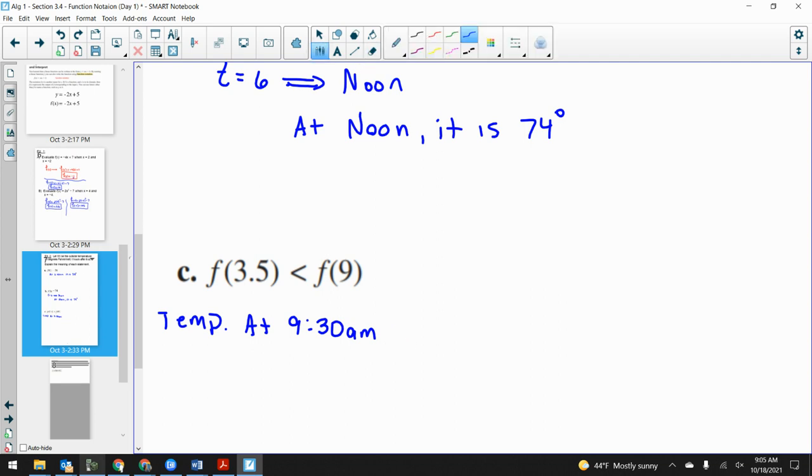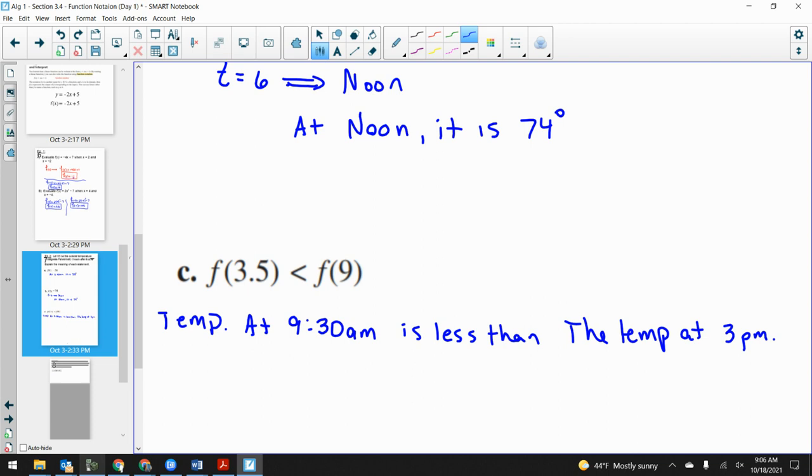Is less than the temperature at 6 a.m. plus 9 hours, 3 p.m., right? Because that would be like 6 plus 9 is 1,500 hours. So like military time, that'd be 15, which is 3. So the temperature at 9:30 a.m. is less than the temperature at 3 p.m., which makes sense. I mean, that logically makes sense, right? The temperature at 9:30 is usually going to be less than the temperature at 3 p.m.